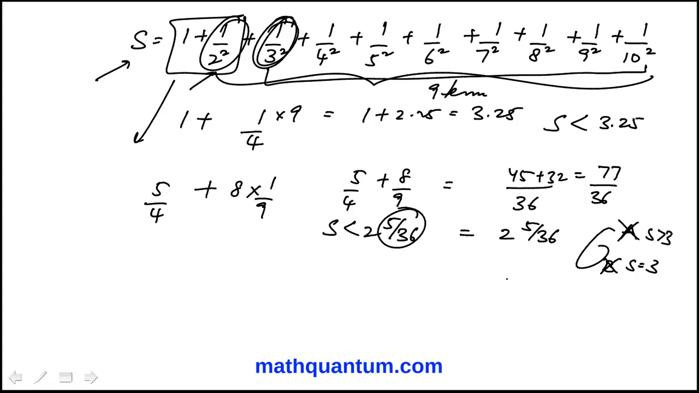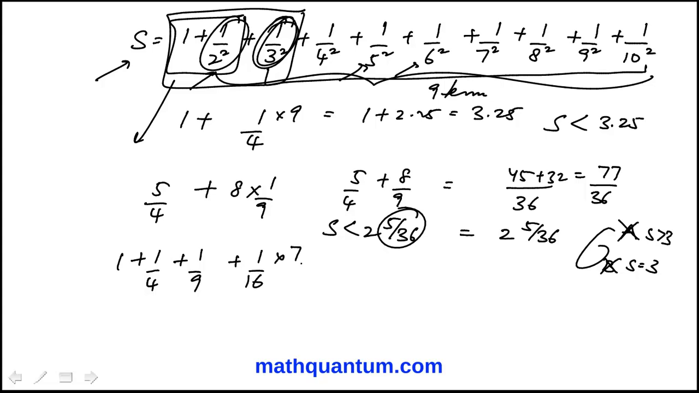So the question is, can I tighten this limit again? What I'm going to do is take the first 3 terms, which is 1 plus a fourth plus a ninth, and then replace each of the remaining terms with 1/4 squared, which is really 1/16, and I have 7 of those. Short of adding all of the terms, which is not what we want to do, I'm trying to reduce my work here.